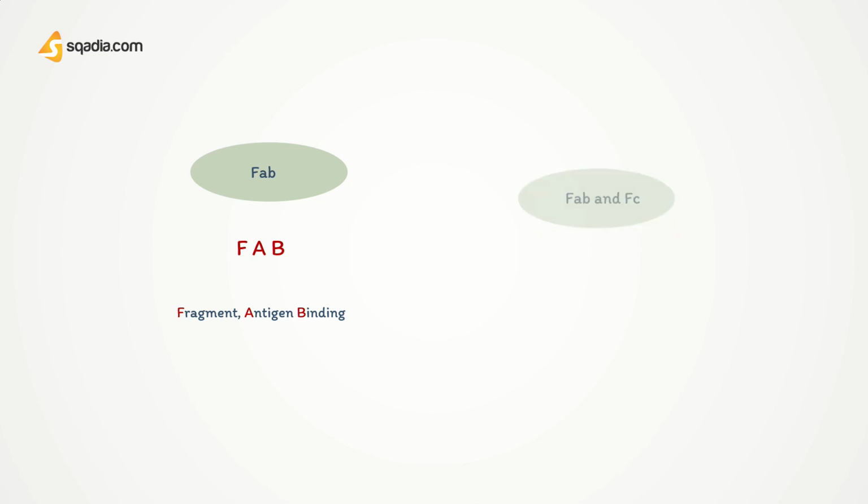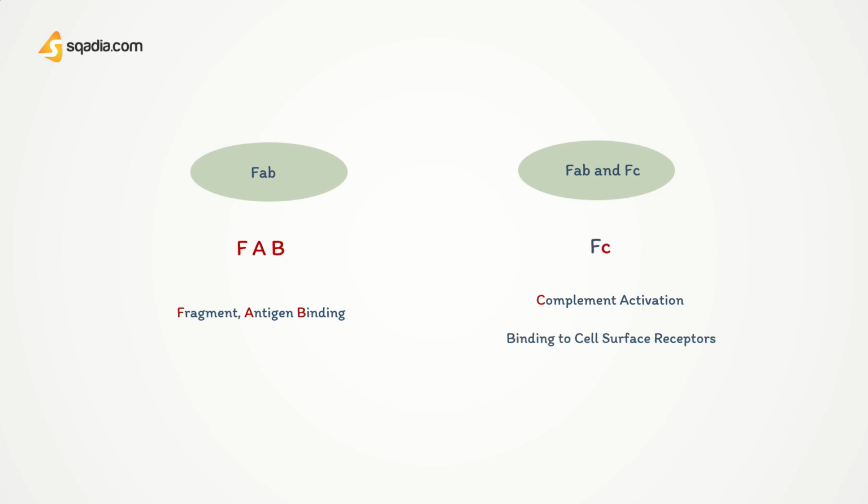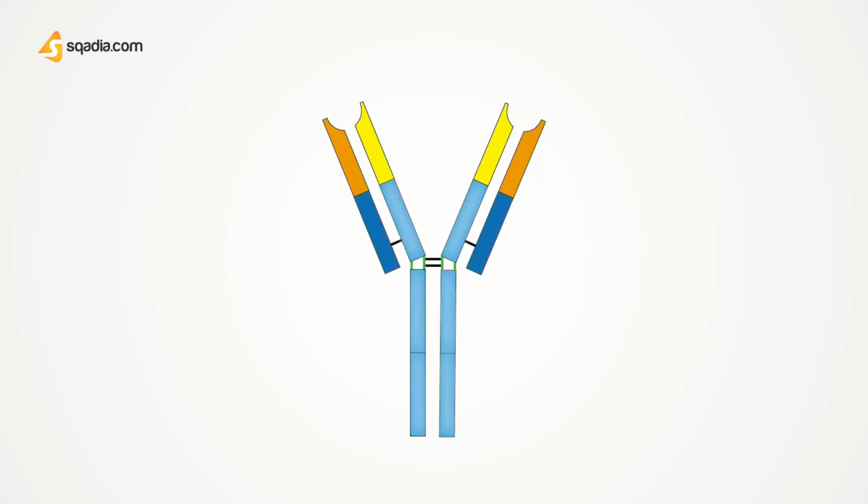Whereas the Fc region of the heavy chain is responsible for various biological functions, such as complement activation, which you can remember by the C in the Fc, and binding to cell surface receptors. Keep in mind, however, the C in Fc actually stands for crystallizable. The Fc fragments possess binding sites for the complement factor C1q. But where do the names Fab and Fc really come from?